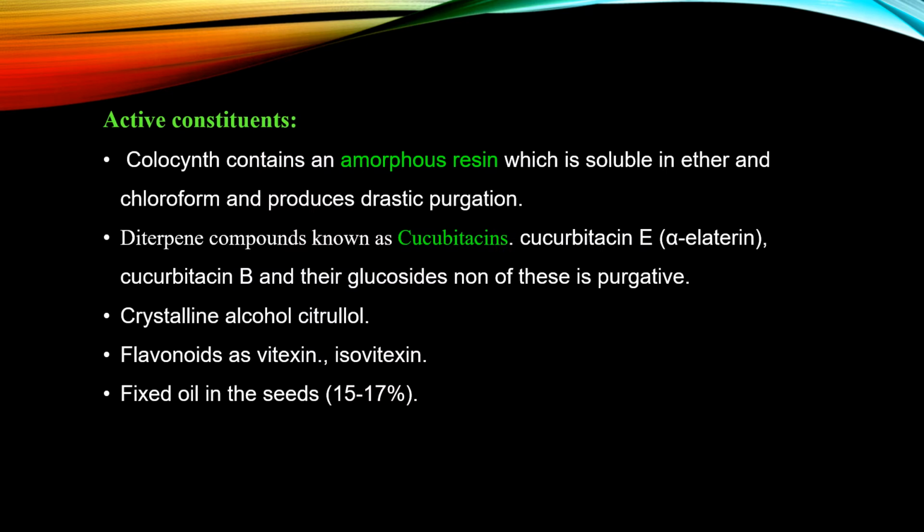Active constituents in Colocynth: amorphous resin, which is soluble in ether and chloroform, the resin producing a drastic purgative effect. Diterpene compounds known as cucurbitacins are present in Colocynth and in pumpkins. Of these cucurbitacins, cucurbitacin E, known as alpha-elaterin, in addition to cucurbitacin B, which are glycosides, are non-purgative. Also crystalline alcohol known as citrullol, flavonoids vitexin and isovitexin, and fixed oil from the seed.